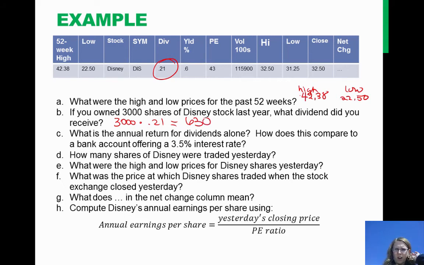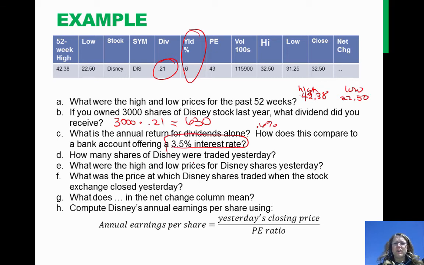Okay, so when we're looking at C, the annual return for dividends alone, we are looking at the yield. So how much are they actually paying per year? It's going to be 0.6% in this case. How does this compare to a bank account offering a 3.5% interest rate? Well, not very good. We would do better with a bank account in this case.